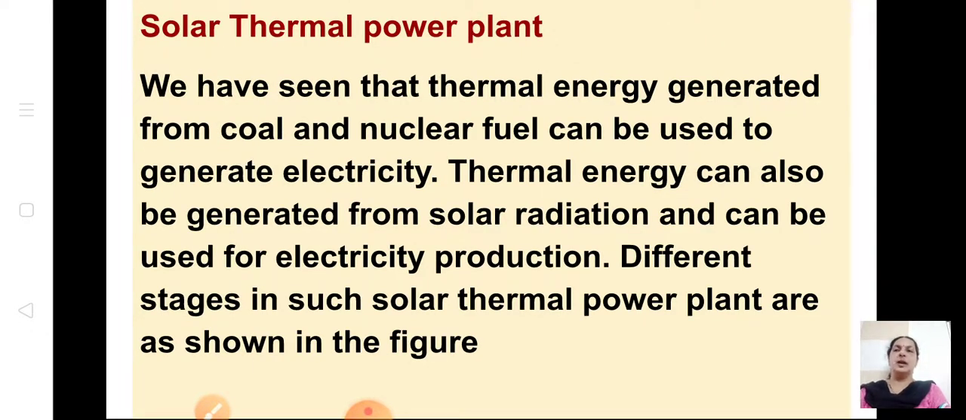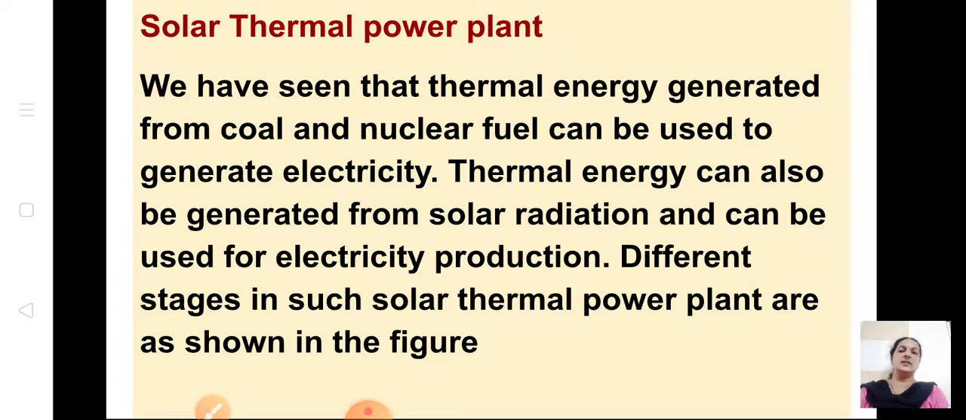Using solar thermal power plant. This is very simple, similar to your electricity from coal. We learnt about thermal plant as well as nuclear energy from nuclear fission. Same way, in this also, solar energy is converted into thermal energy. This thermal energy can be generated from solar radiation and also used for electricity production.